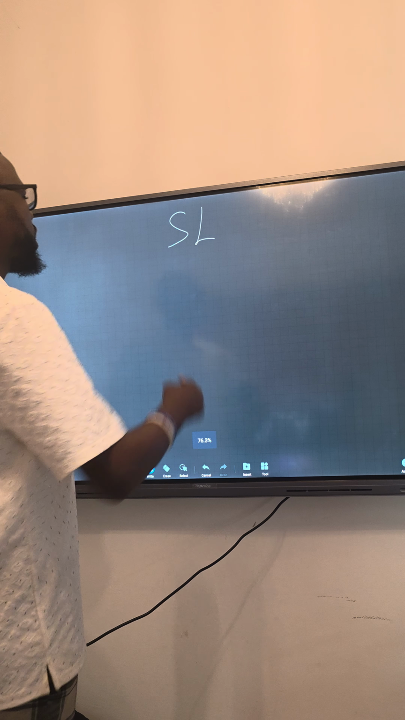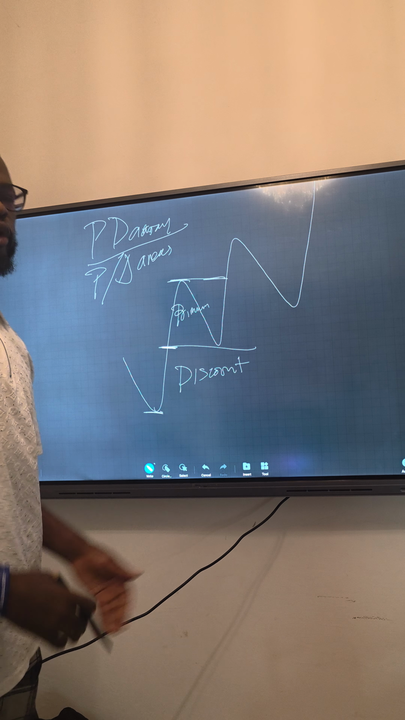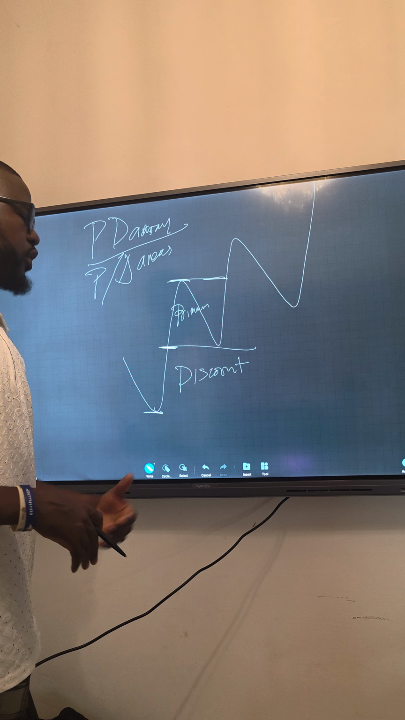Now, what do we have here? We have a structure here, low, high. What do we have? Break of structure. Remember what I said, 50% of that structure is also a key level. In this case, this is where we're talking about PD arrays, which simply means price and discount areas. So above 50% we have the premium, below we have discount. When it's premium, it means prices are expensive. When we're in discount, it means prices are cheap.